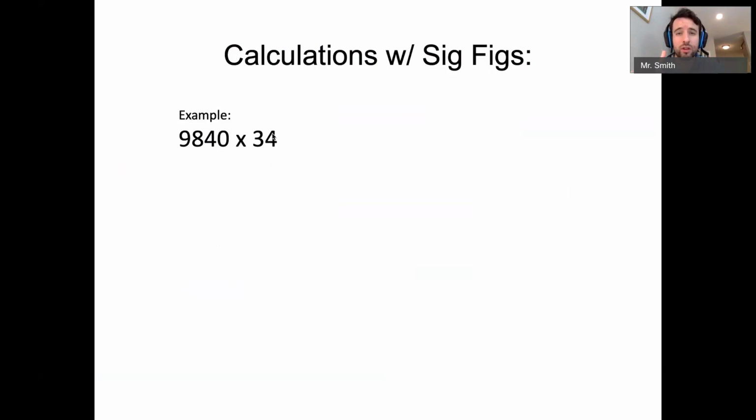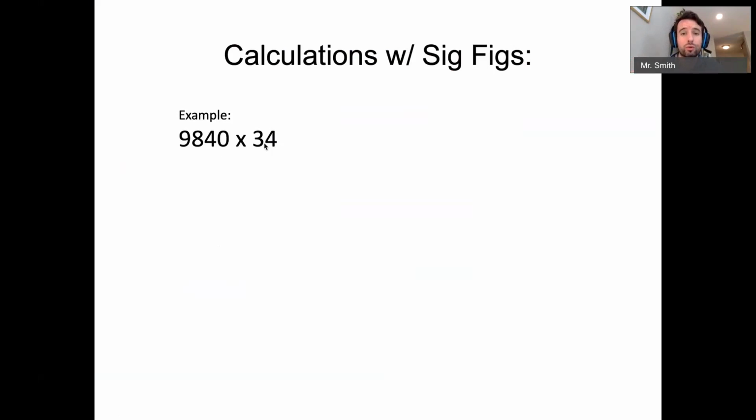Thing number one I'll say about this is bad science. It's bad science to have one measurement, for example the 9,840, with three sig figs, so it would be a more precise measurement versus the 34, which is a less precise measurement. So it's bad science to have two different standards for how accurately you're measuring something. That being said, it does happen. So just be aware of that.